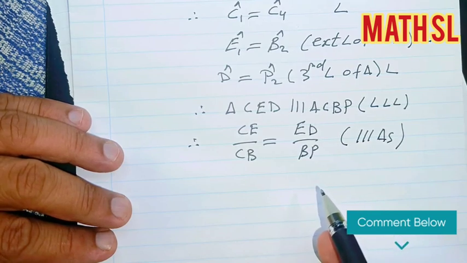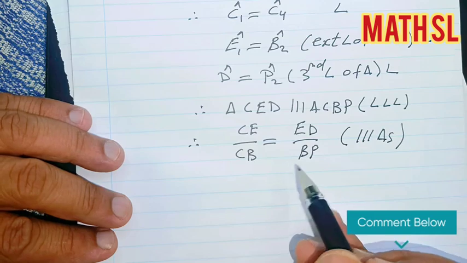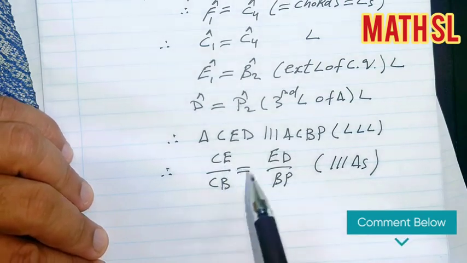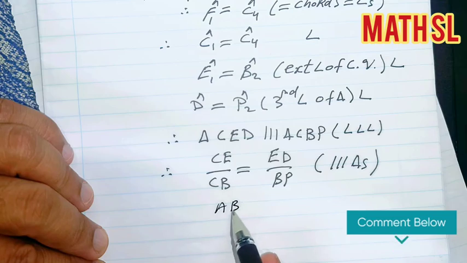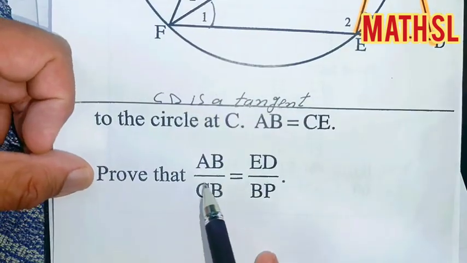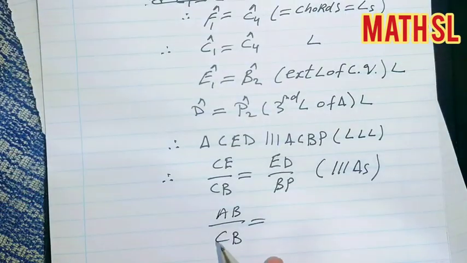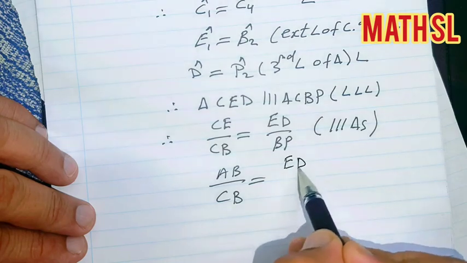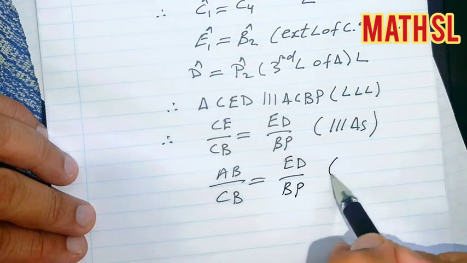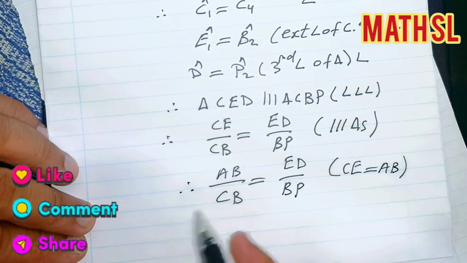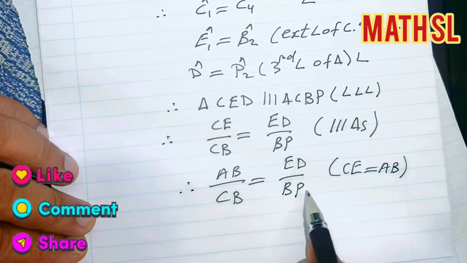Now CE, remember we have to replace. Earlier we replaced AB with CE, so we bring back AB now. The demand of the question is that AB must be on top, AB over CB. So it's going to be AB over CB is equal to ED over BP. Why? Because CE is equal to AB is given. That's why we have proved AB over CB is equal to ED over BP.